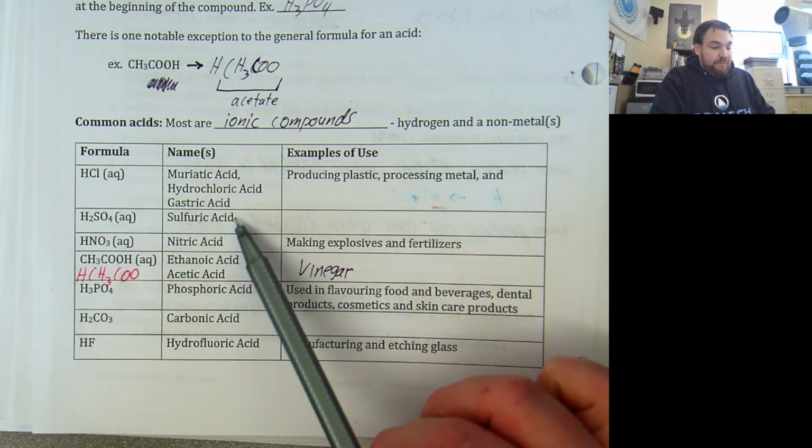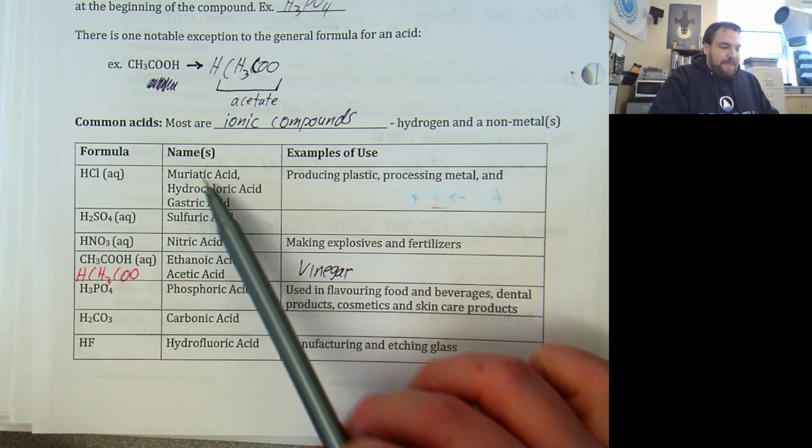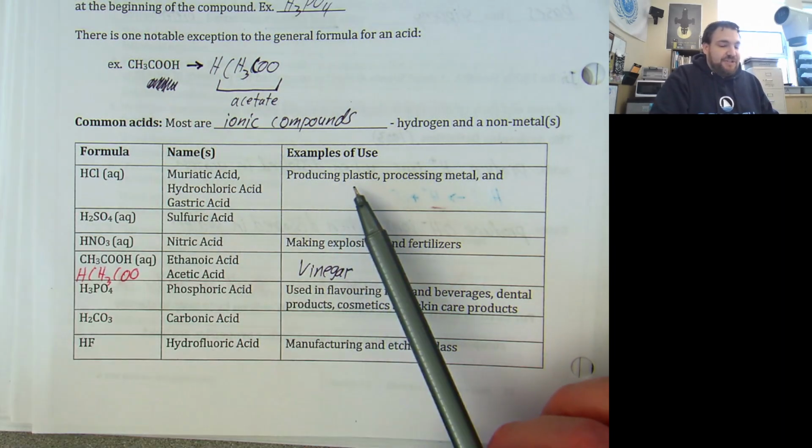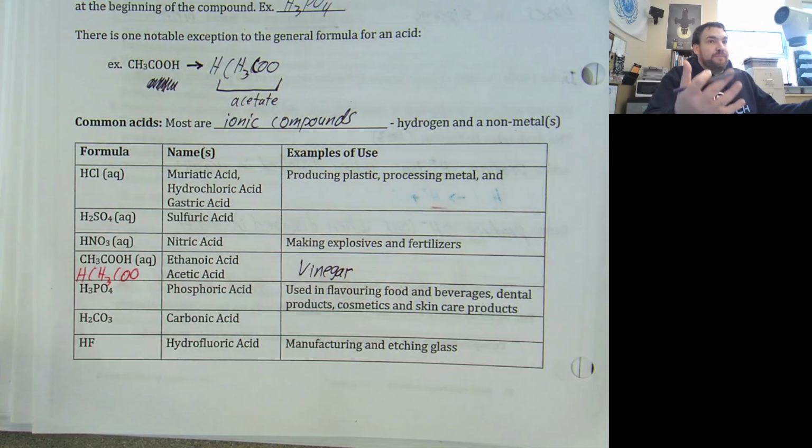Because of all of its different purposes, it is used in producing plastic. It's used in processing metals, like when you mine ore out of the ground.